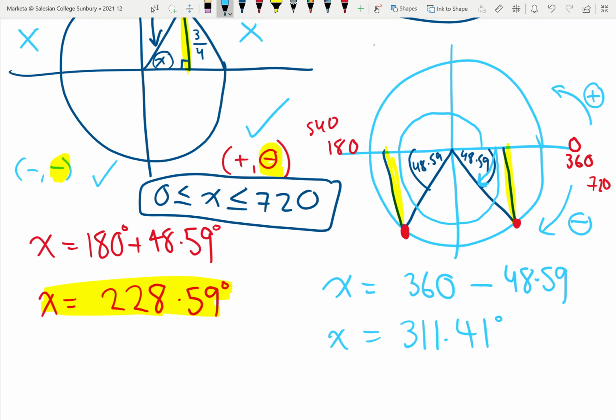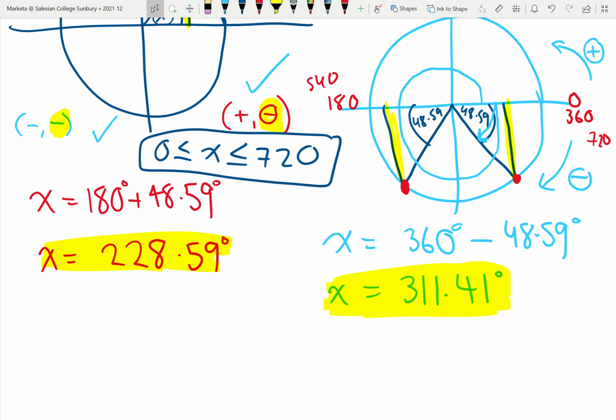311.41 degrees. So does it lie within our domain? Yes, it does. It's not smaller than 0. It's not bigger than 720. So I'm going to highlight that one so that I don't forget that that's one of the answers, and it's very clear when I'm getting the marks that I've found that angle.